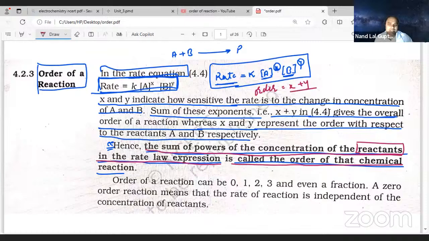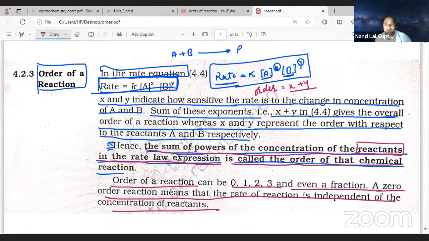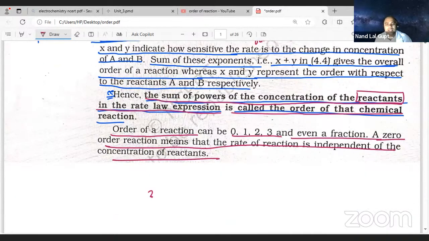Here they are saying the order of a reaction can be 0, 1, 2, 3, and even a fraction. A zero order reaction means that the rate of reaction is independent of the concentration of reactant. It will come in detail later. If anything power is 0, it is independent, because anything power 0 means 1. So order of reaction understood: the sum of powers of concentration of reactants. Is it okay?